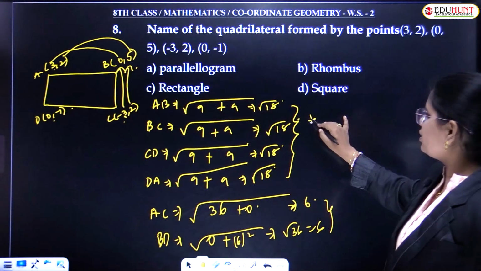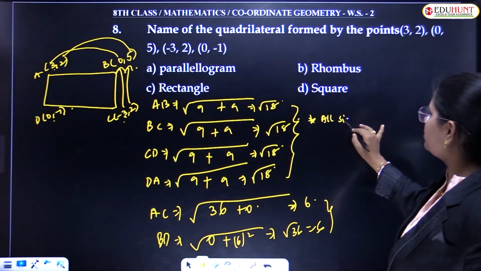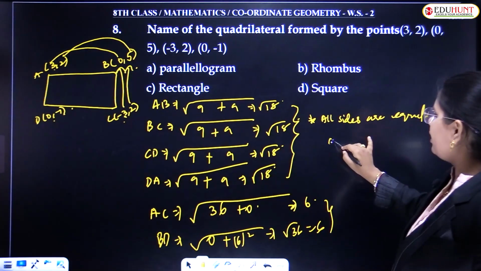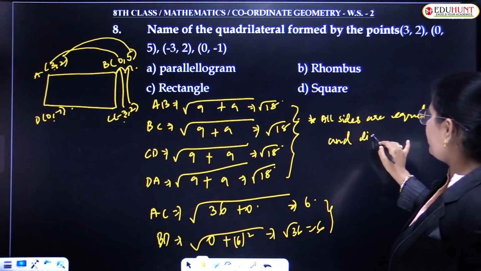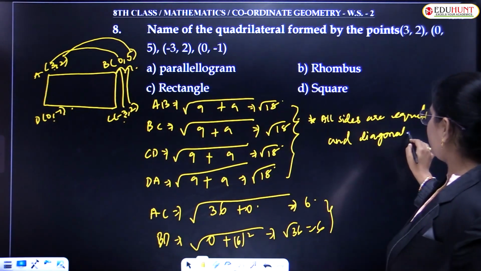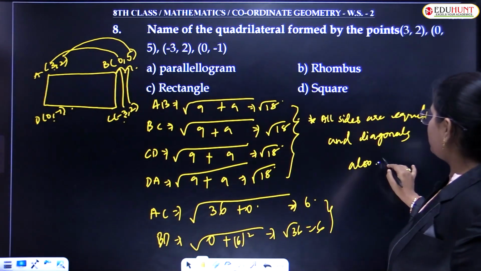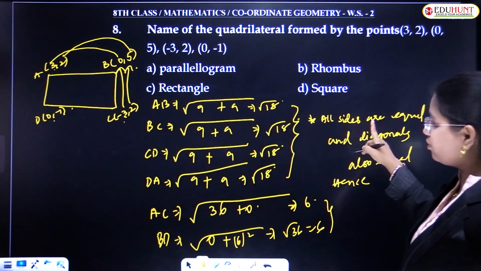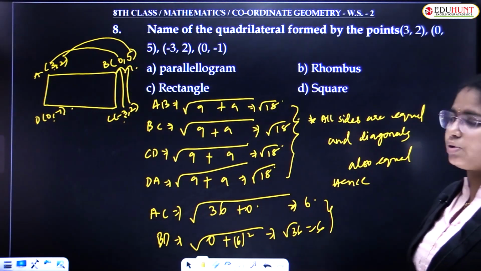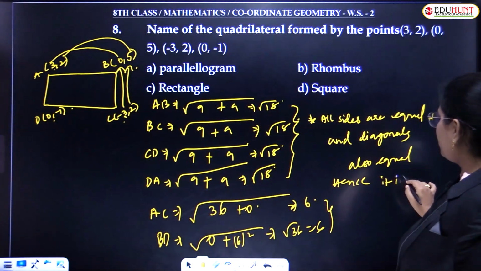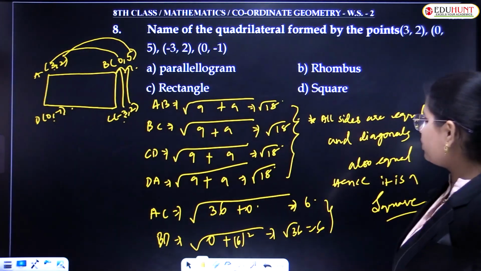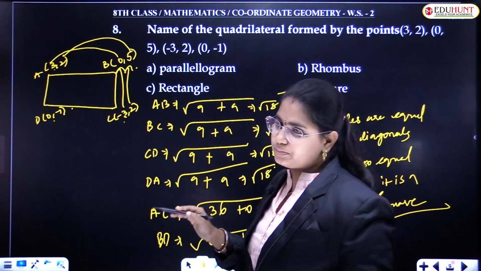So what is the first? All sides are equal, and diagonals are also equal. Correct? Hence, since it satisfies both the properties, it is a square. So it will be option D.